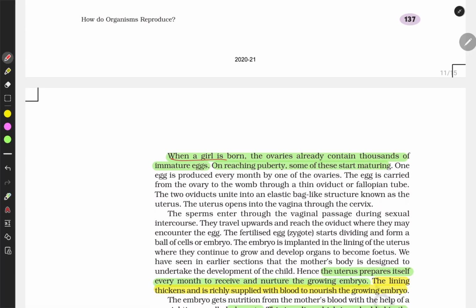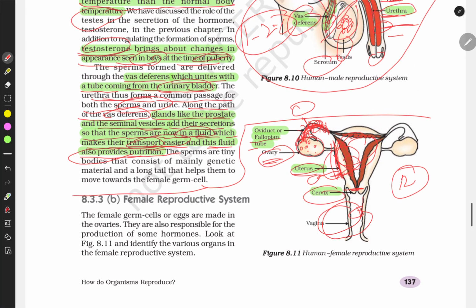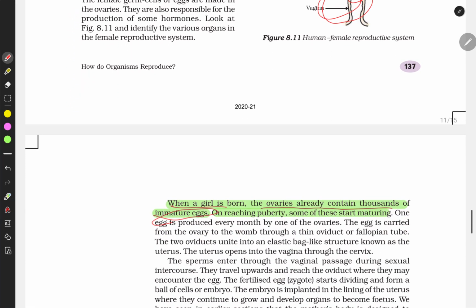So when a girl is born, her ovaries already contain thousands of immature eggs. Even so, these ovaries are there. Immature ovaries contain immature eggs. In males, during puberty, the sex cell forms, which is sperm. Sperm forms after puberty, and it is the male sex cell.